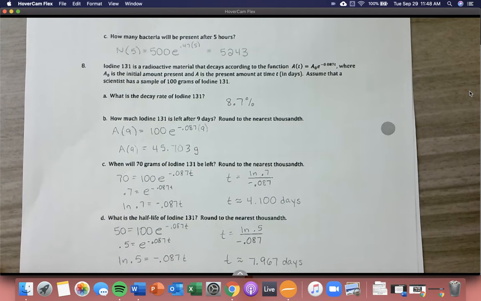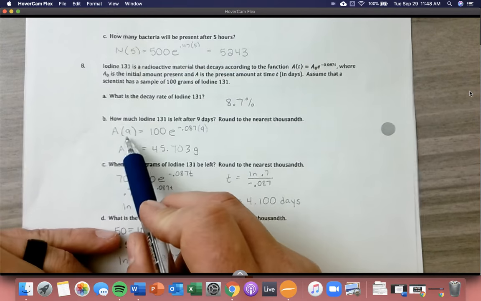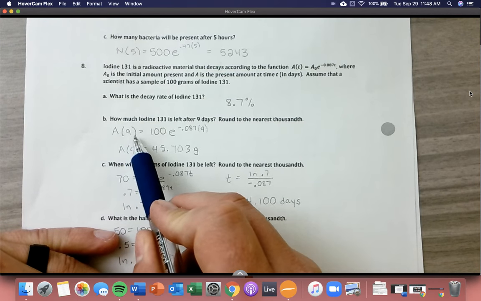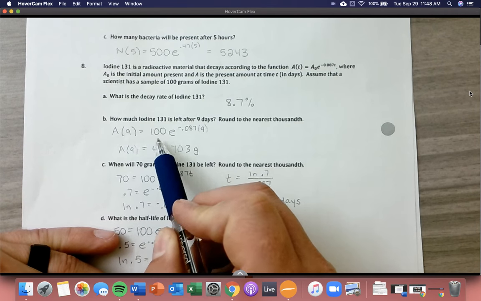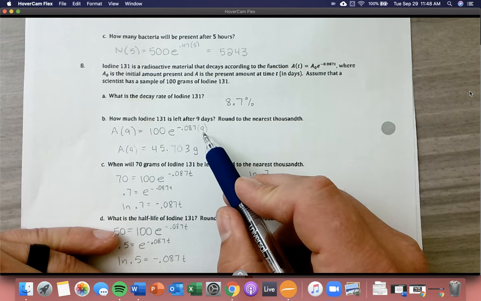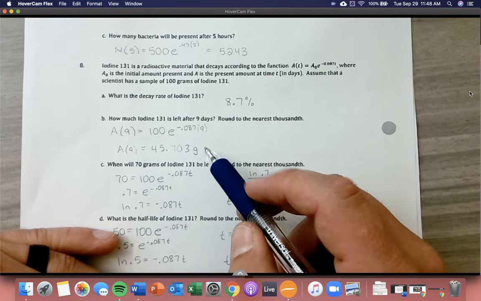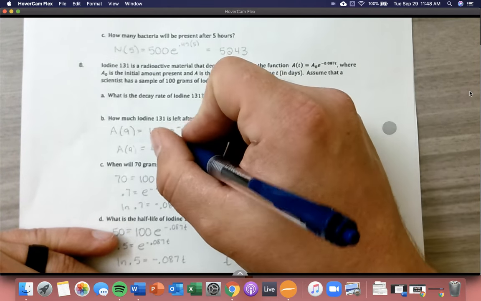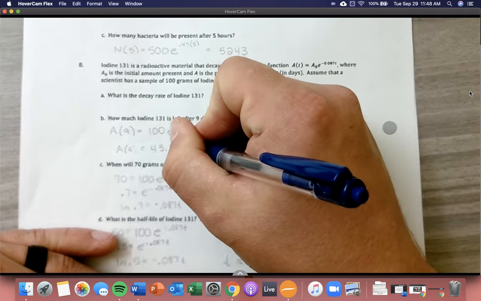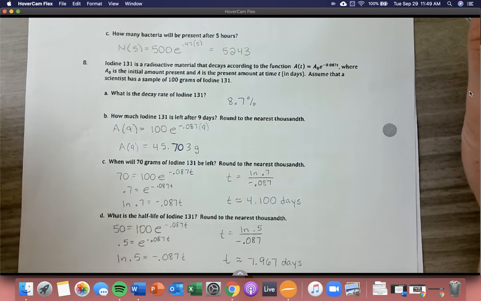B is asking how much iodine-131 is left after 9 days, round to the nearest thousandth. So we just got to plug in the values we know. We want to know how much is going to be there after 9 days. It starts with 100. The rate is this negative 0.087, and then the time in this case is 9 days. So we can plug all of this into our calculator, multiply it out, and we end up getting there's going to be 45.703 grams.